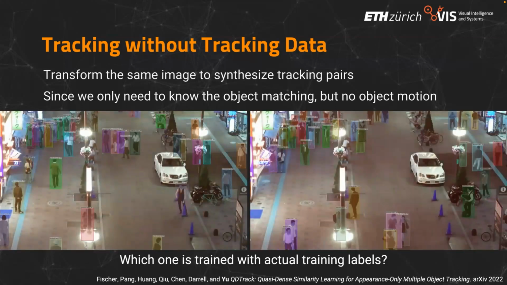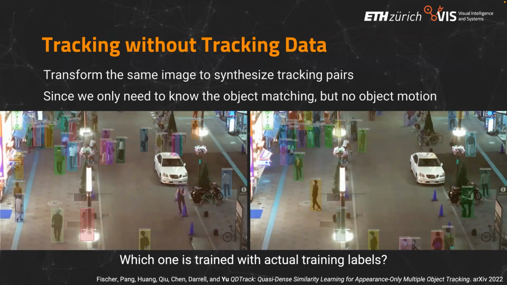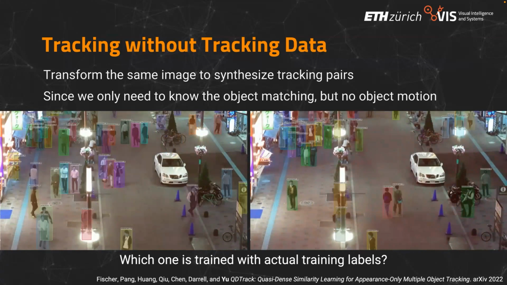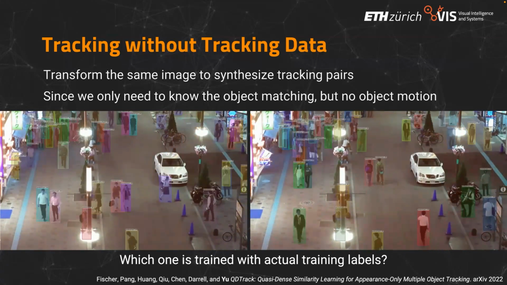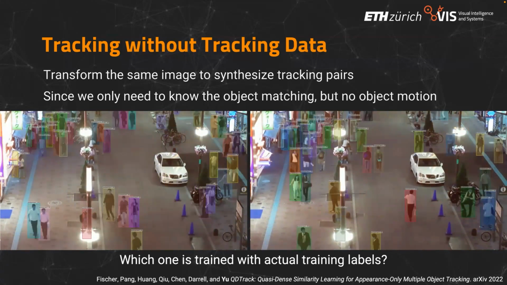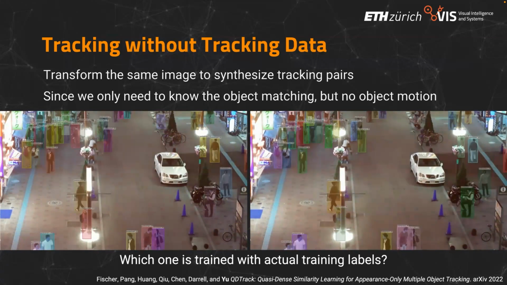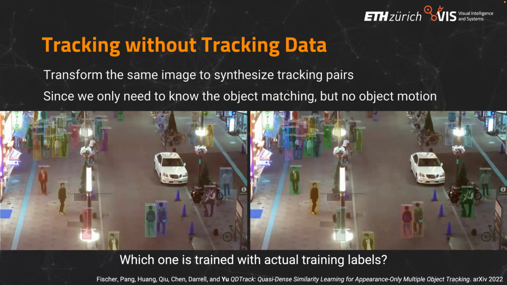So here are the comparing results. One video is trained with full supervision. The other video is trained with only the synthetic tracking pairs. You can see that it's actually very hard to tell which is which. And indeed, in quantitative evaluation, we also find that the performance is very similar on small scale data sets like MOT17.